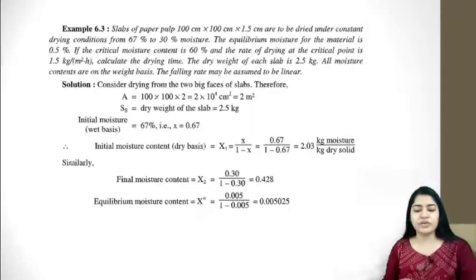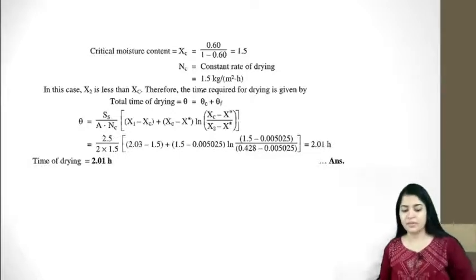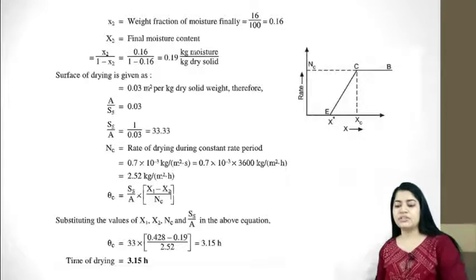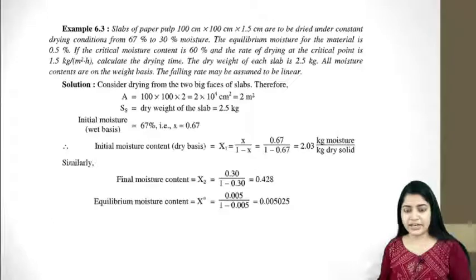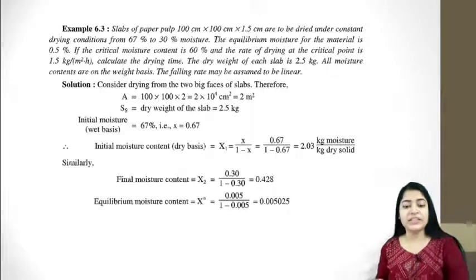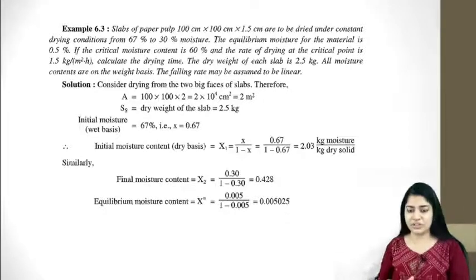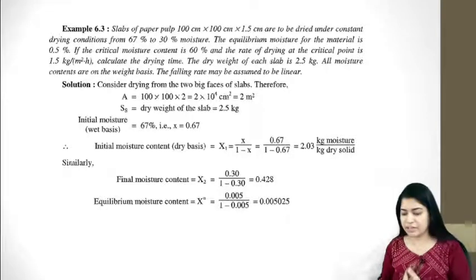And your equilibrium moisture content is again 0.05025. This was done. Now the rate is also given as 1.5 kg per meter square hour. Similarly, you have converted your critical moisture content also, so you get it as 1.5. Now see here, go to this curve. Here your critical moisture content is given as 60%, but you have to dry it up to 30%. 30 is less than the critical moisture content. It means a falling rate period would also be there, and a constant rate period would be there.